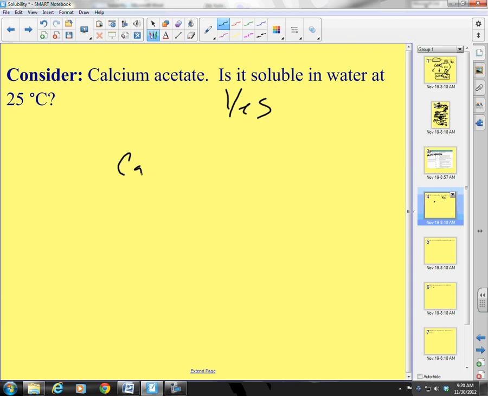And if this were in a reaction where water is present, CH3COO minus, we'd have aqueous written by it. If, remember, water is present. If there's no water, then it wouldn't dissolve.